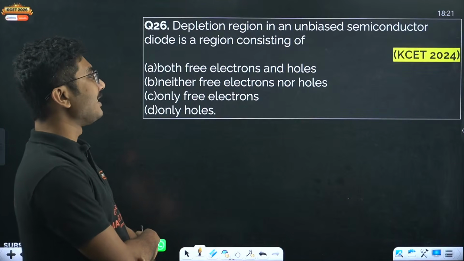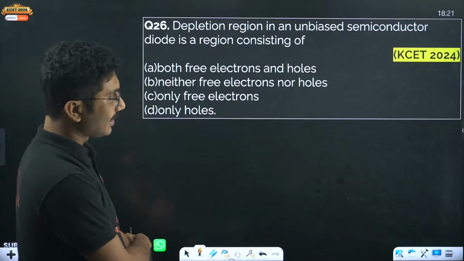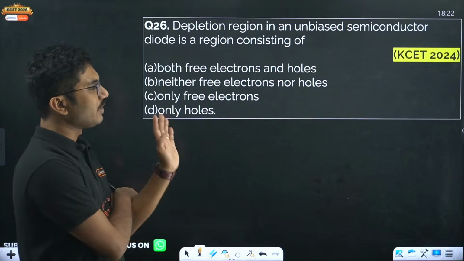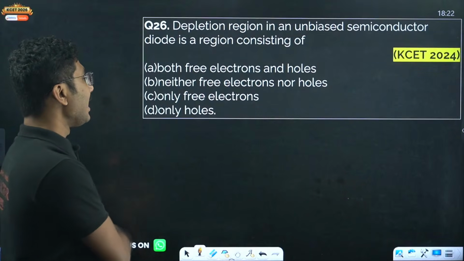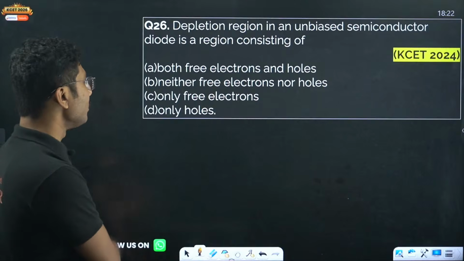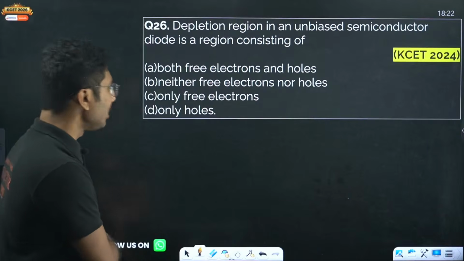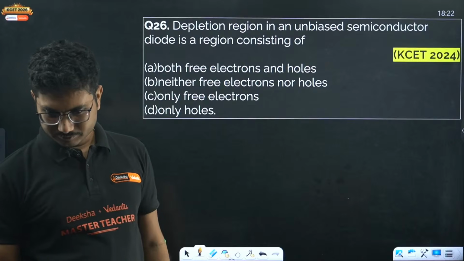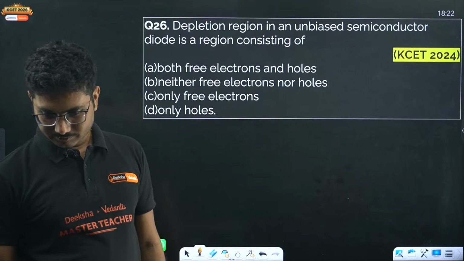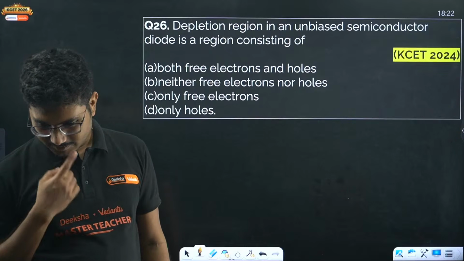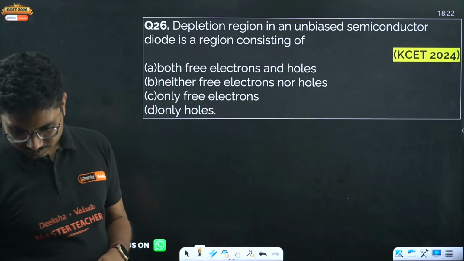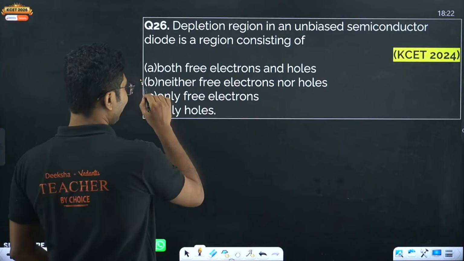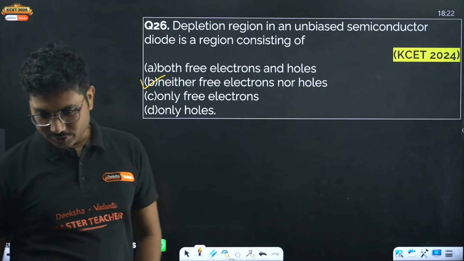Depletion region in an unbiased semiconductor diode is a region consisting of both free electrons and holes, neither free electrons nor holes, only free electrons, only holes. So what is the correct answer for this question? Yes. So yes, the correct answer is neither free electrons nor holes.